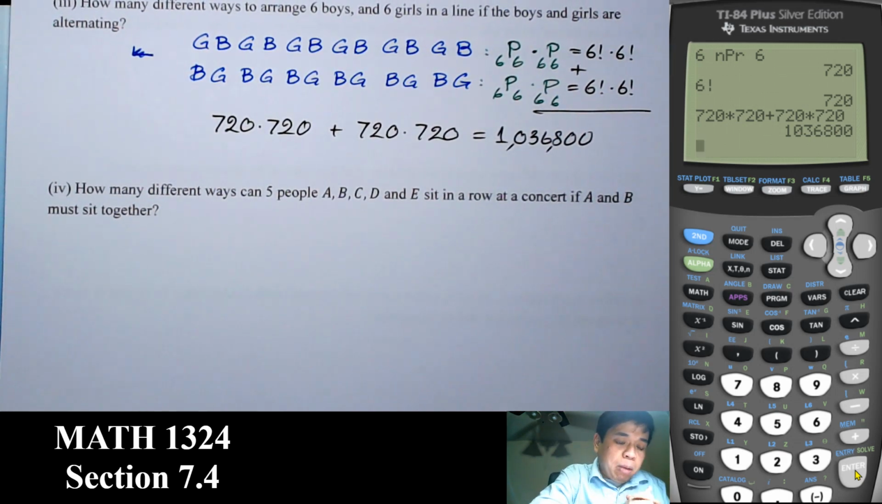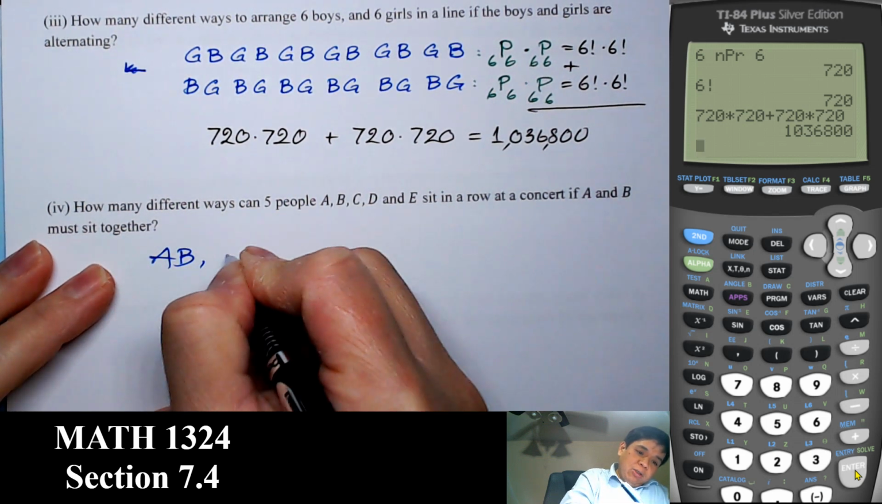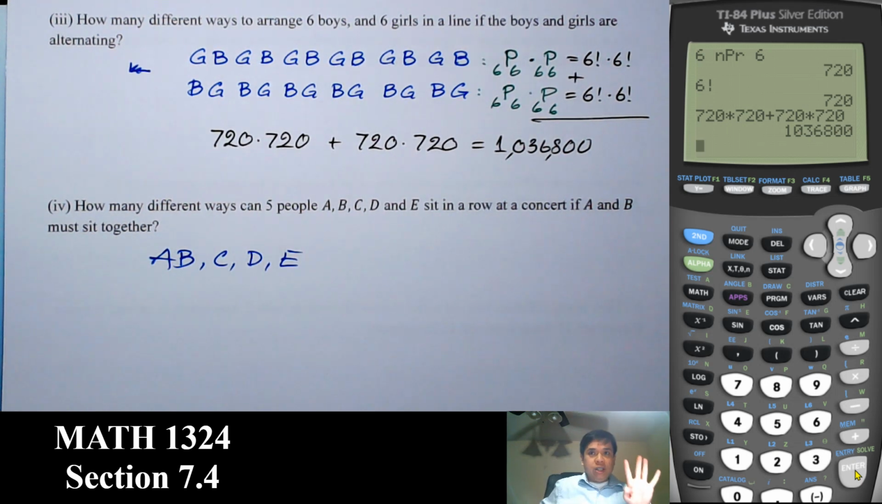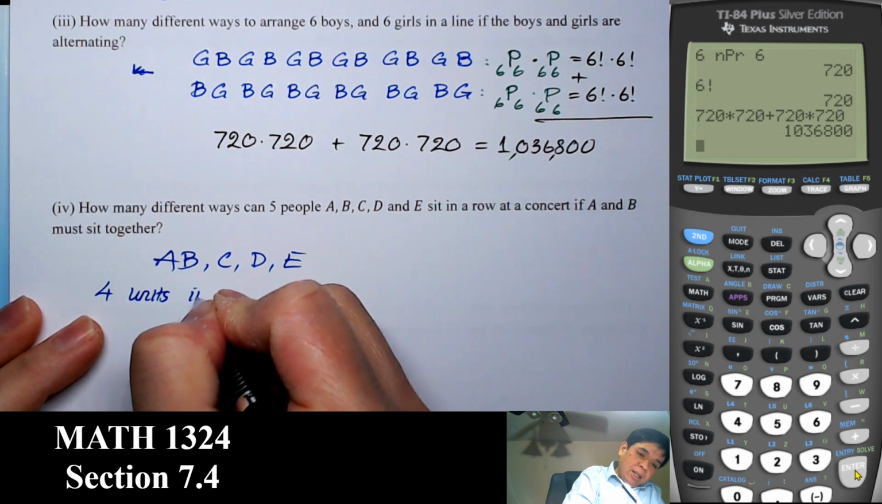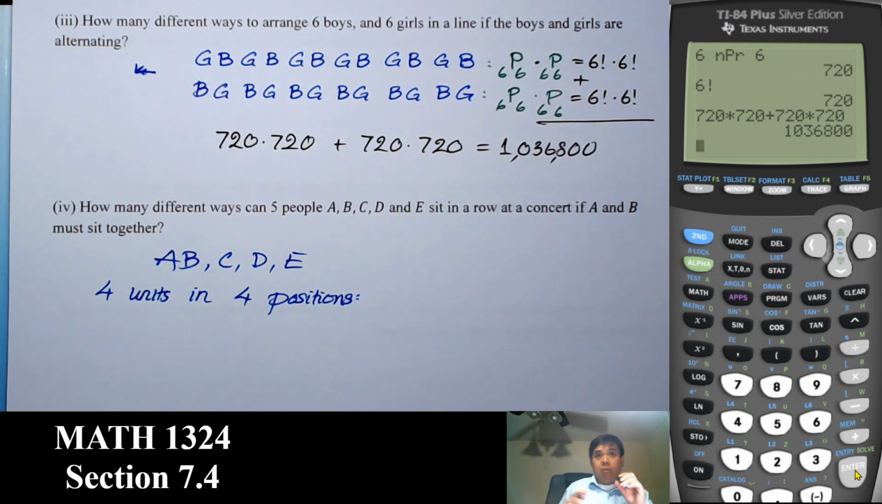Right. Next, how many different ways can 5 people A, B, C, D, E sit in a row at a concert if A and B must sit together? Right. So A and B must sit together. So A and B pretty much is a unit together. So we have AB together, and then we have C, D, and E. So pretty much you have 4 units here, and then you rotate, interchange. So we have 4 units in 4 positions, and order does matter.